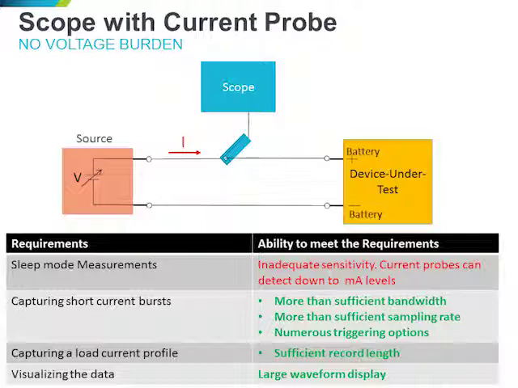Scopes have plenty of memory and numerous triggering methods. But our ideal instrument fails to help us with the low sleep currents. Current probes are generally limited to milliamp levels, insufficient for sleep mode currents in the nanoamp ranges. The scope with a current probe solves one part of the measurement problem, but not both.